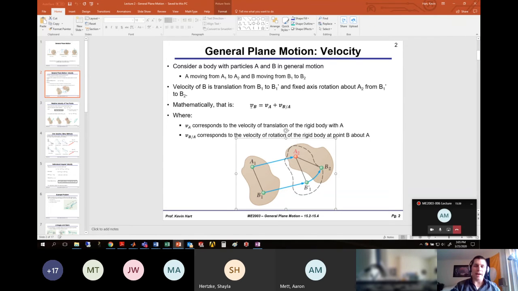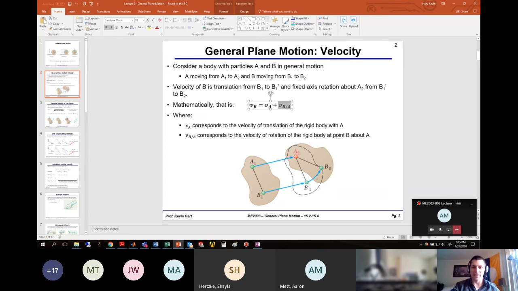When we think about that mathematically, we would say that the velocity of point B, an arbitrary point in space, is the translational velocity that point A had, plus the velocity that B had relative to point A, which for us is the fixed axis rotational motion of point B about A.